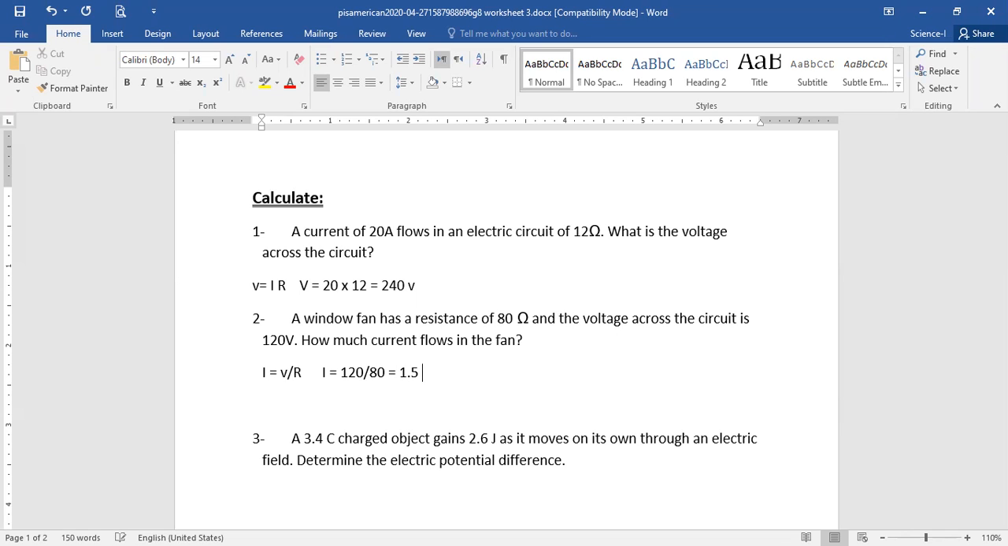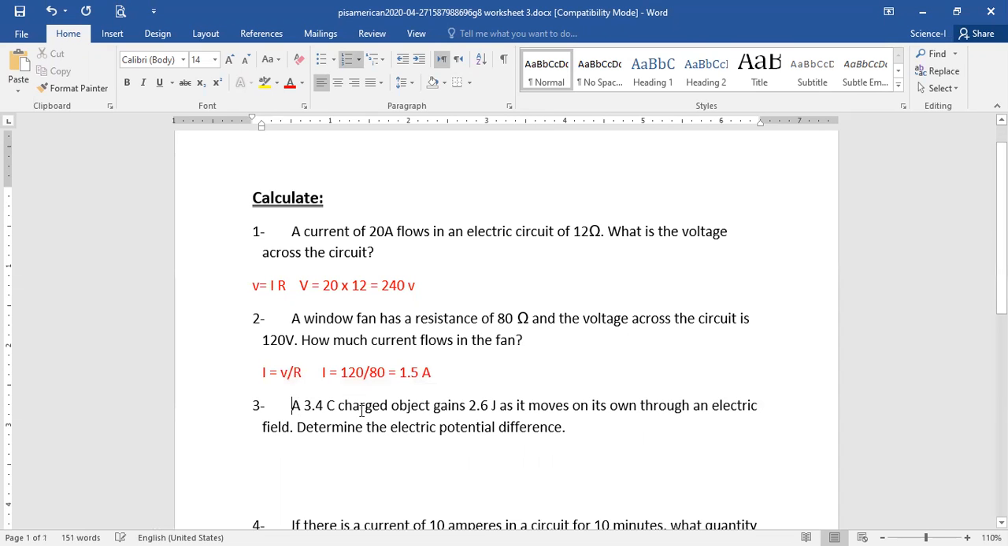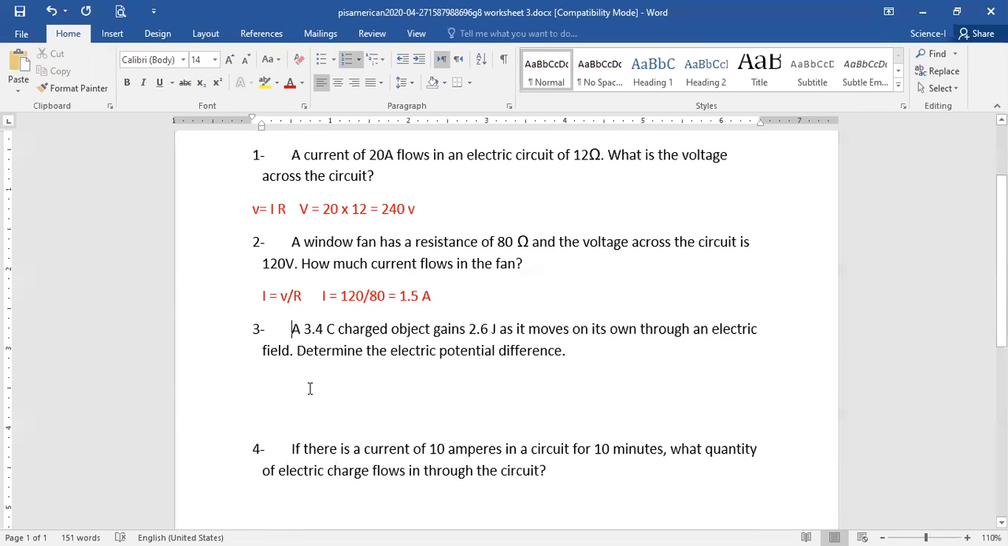1.5, okay, so good. What is the measuring unit? Don't forget the measuring unit. It's ampere, A, because the SI unit is ampere. So till that we are doing well. Now for 3, we're just going to write 3.